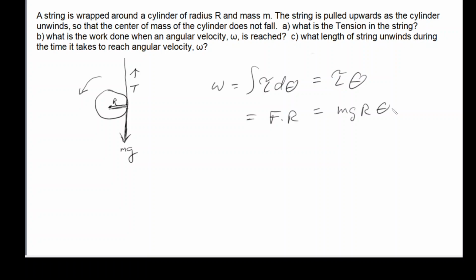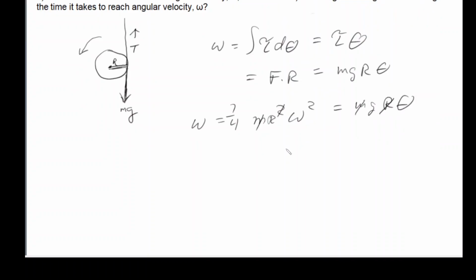So if we put in the equation we found for work from part B, where we found work is equal to 1/4 mr squared omega squared, we now can equate that to mg r theta, and the m's cancel out, one of the r's cancel out, and we end up with 1/4 r omega squared is equal to g theta, or theta is equal to 1/4 r omega squared over g.